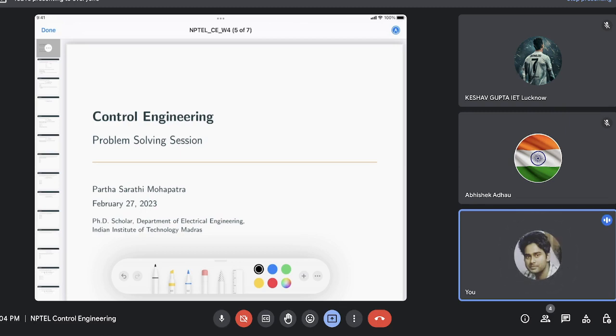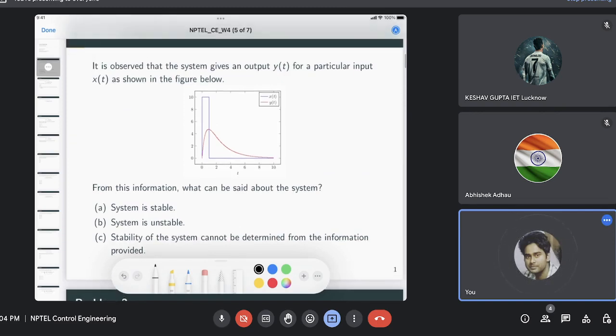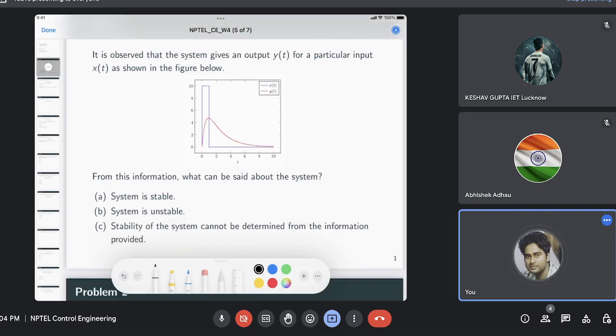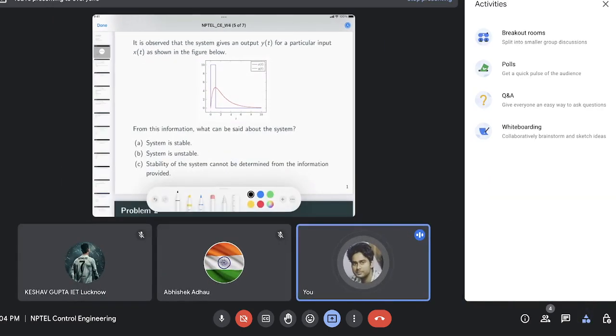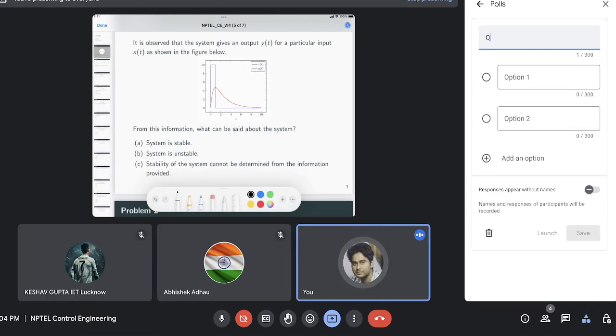Okay, so let's discuss this problem. So first one. You have an input given. So x(t) is the input and the corresponding output for a given system is represented. From that, can you comment on whether the system is stable or unstable? So let me start the poll. You can answer through the poll and then we'll discuss.